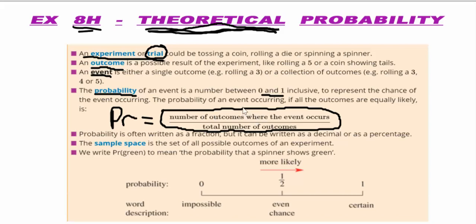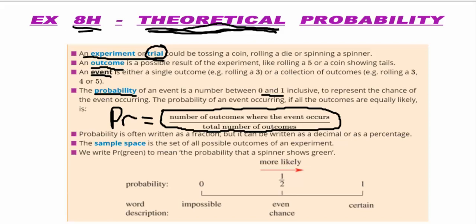So for instance, if we're rolling a die and we say the probability of getting an even number, how many even numbers are on a six-sided die? Well, there's 2, 4, and 6, so there's 3. That would be your top number. And the bottom number is the total number of possible outcomes you could possibly get. So if you roll a six-sided die, there are 6 possible outcomes: a 1, a 2, a 3, a 4, a 5, or a 6.